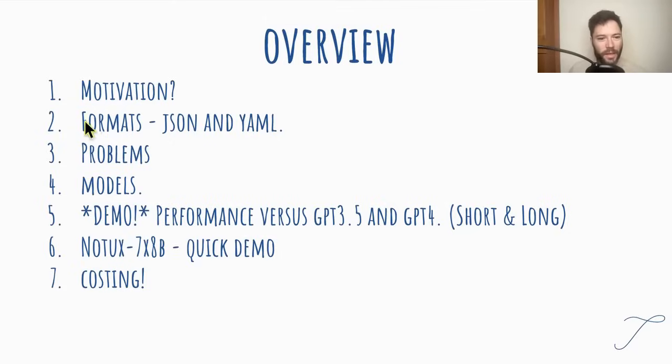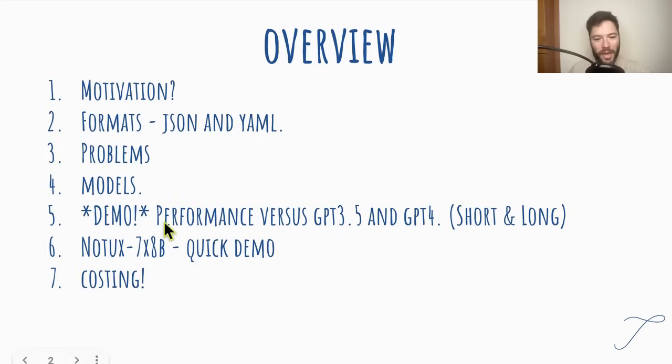So let's take a look at the agenda. We'll talk a little bit about motivation. Then I'll show you the two different formats we're going to use for extraction. I'll go through some of the key problems and why extracting data is difficult. Then I'll talk about some of the best models, the best open source model, and then the best private model I've tried, which is GPT-4, unsurprisingly.